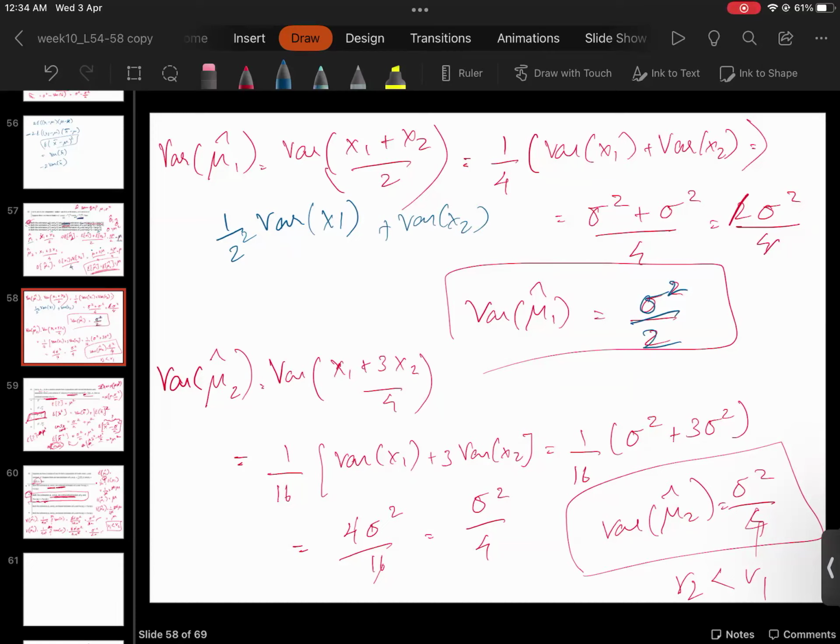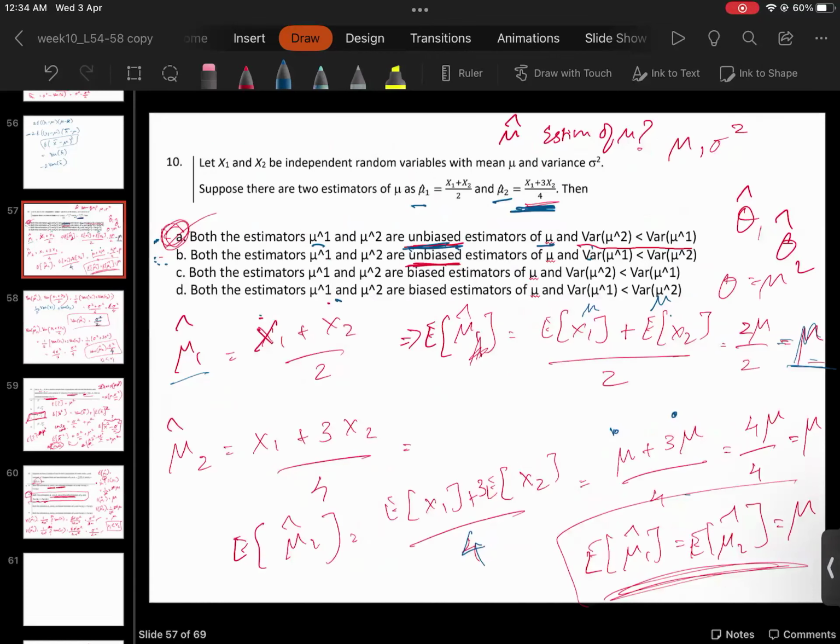Now, in a similar way, you solve variance of mu2 hat. If you do the same thing, you get variance of mu2 is equal to sigma square divided by 4. If you look at both of these, variance of mu2 is smaller because it has a bigger denominator, so this overall value would be small. So V2 is smaller than V1. Option A is your answer. Yeah, that's it. This is how we solve it.